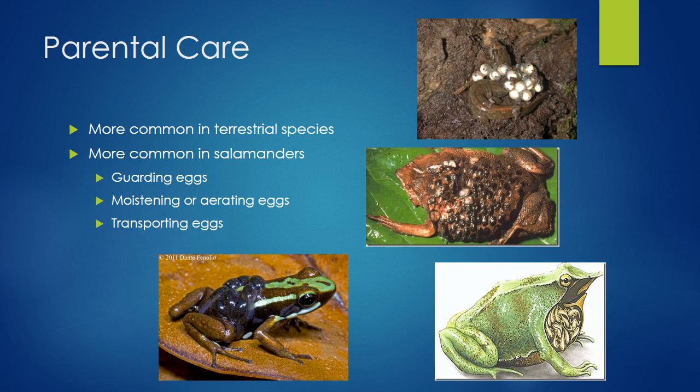Some of the ways that it occurs is some salamanders will guard their eggs or even carry them around with them. Sometimes it just means moistening or aerating the eggs, to keep them from drying out and keep them viable. And then in some cases it's transporting the eggs. So this frog is transporting the eggs and even transports the tadpoles until they're ready to hop away on their own.